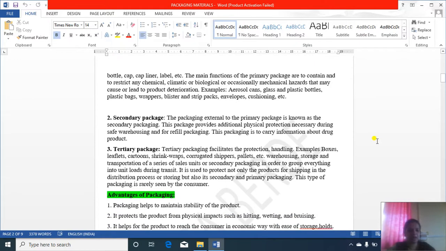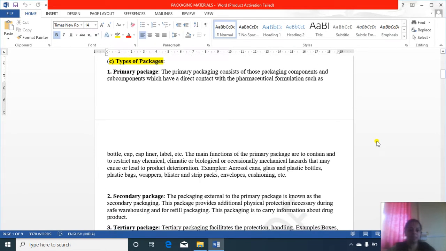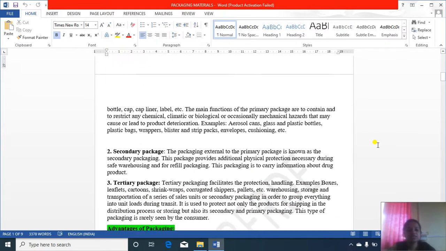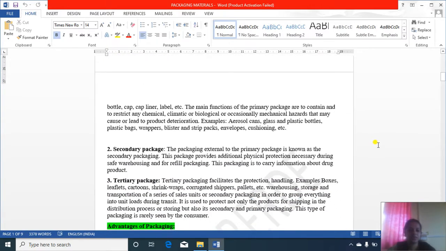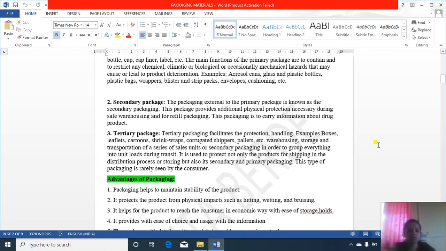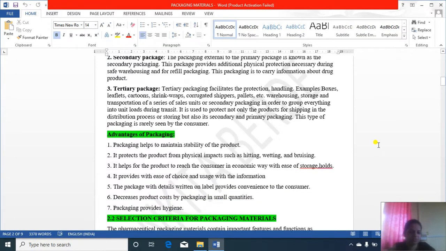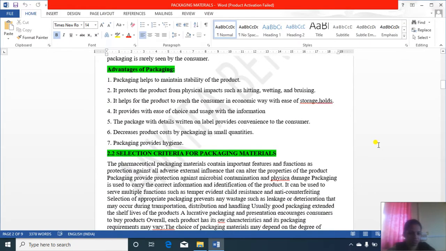Primary package means what? That is the strip of the tablet or the bottle of the syrup that comes in direct contact with the formulation. Then secondary packaging means additional packaging material, where one container is inside a box, and the covering of that box is there. Then tertiary package means the boxes and leaflets. Then advantages of packaging are also provided.